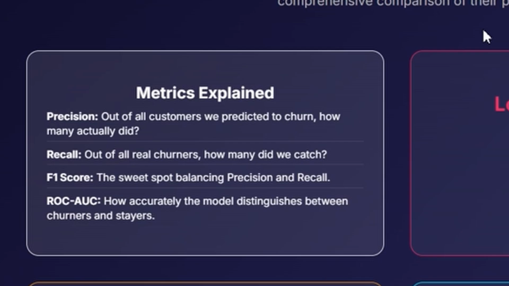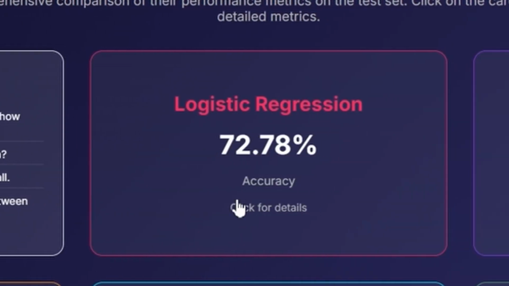The next is recall: out of real churners, how many did we catch? Next is the F1 score, which is a sweet spot for balancing precision and recall. Next is the ROC and AUC curve, which simply tells how accurately the model distinguishes between churners and stayers. So this was the basic explanation of the metrics. Now let's move to each model's analysis.